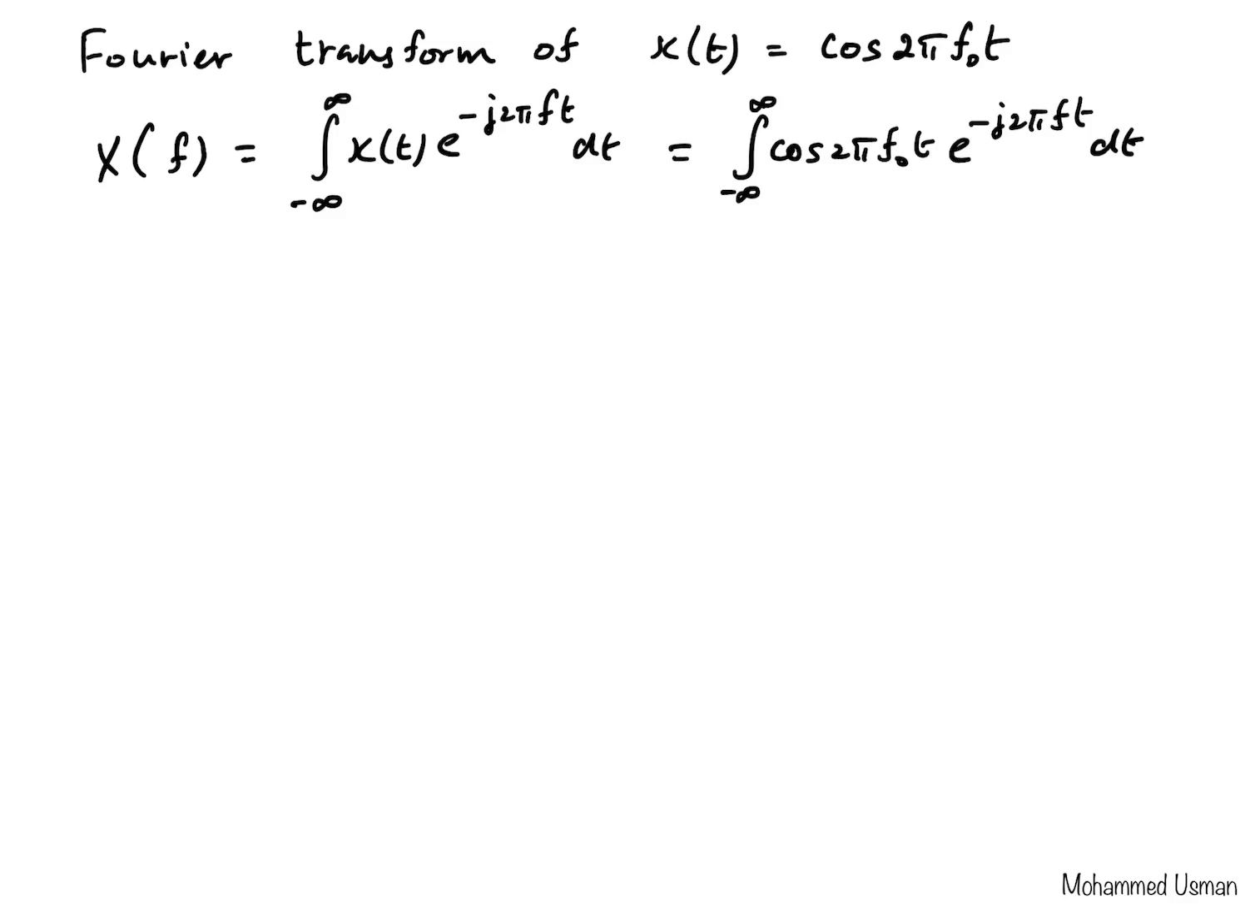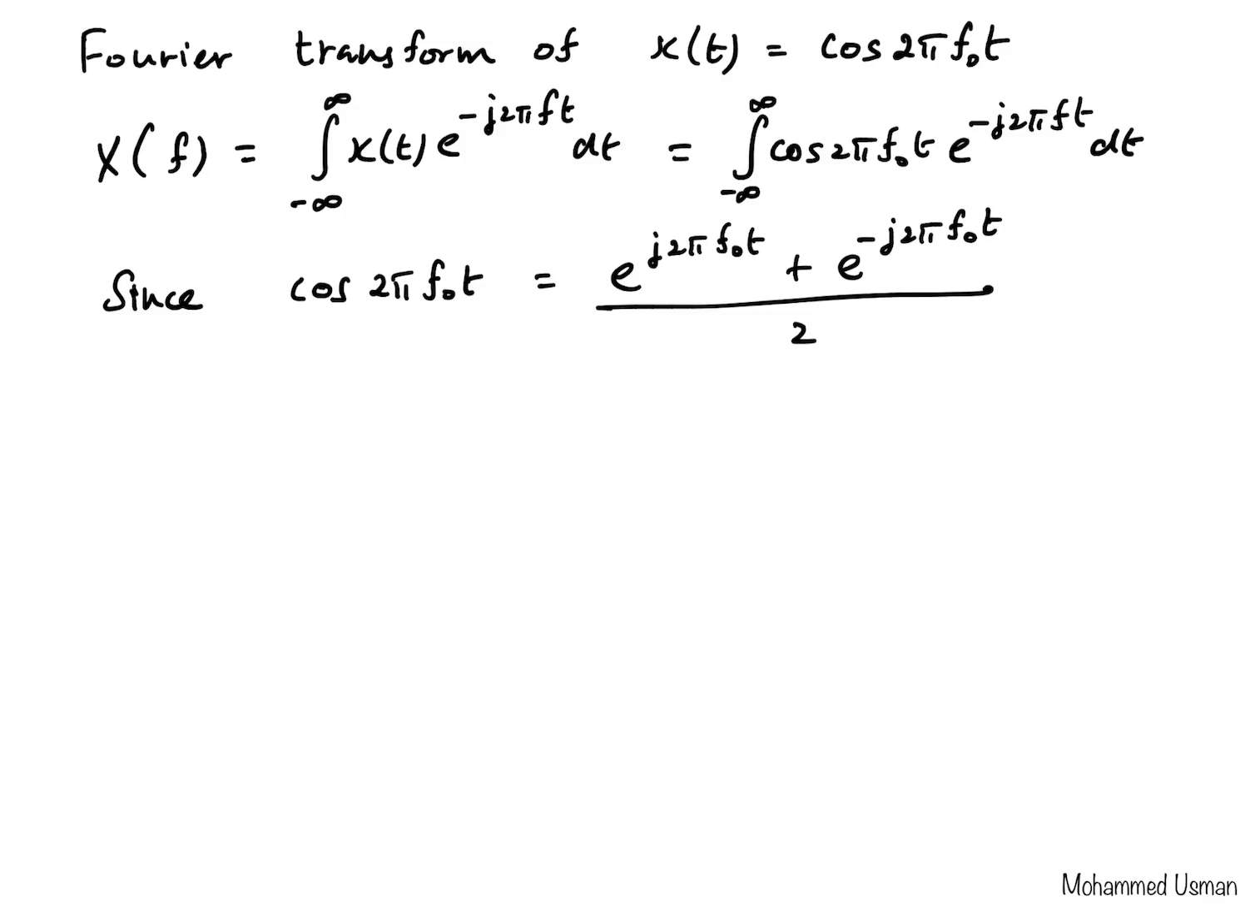And we are going to use Euler's relation to represent cosine 2 pi f naught t in terms of a complex exponential. Since cosine 2 pi f naught t is equal to e power j 2 pi f naught t plus e power minus j 2 pi f naught t, divided by 2. I'll take the divided by 2 as a common factor. So we have this representation for cosine, and we're going to substitute this relationship in here.